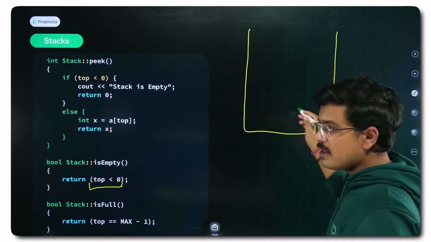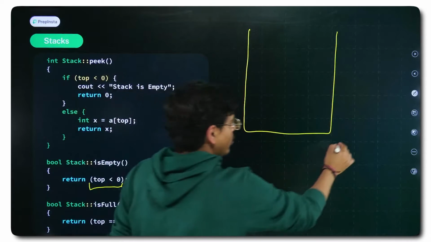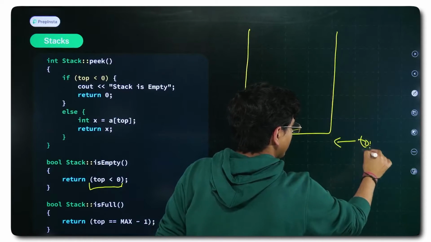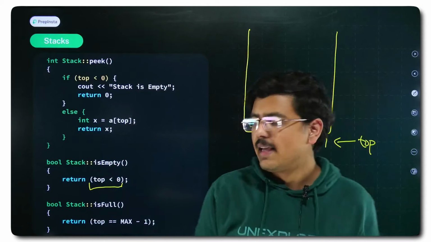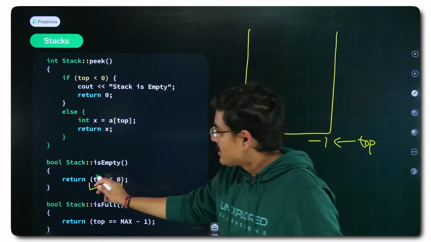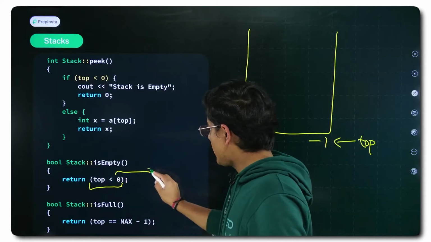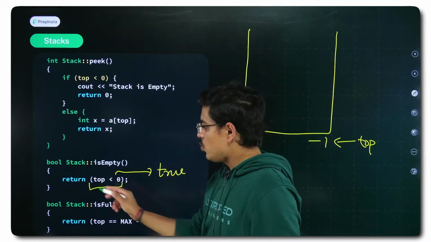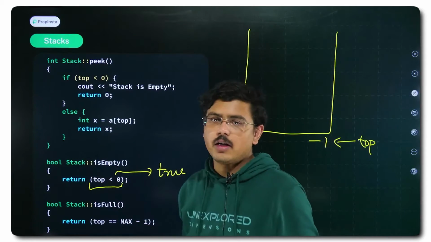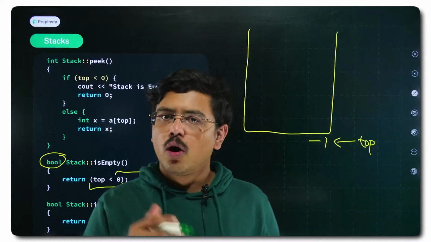What I am trying to say is this. Say, for example, this is an empty stack, right? In this empty stack, your top is pointing out here, at -1. In this case, top is less than 0, so this particular statement is true. If this is true, then true would be returned because the return type is boolean. The return should be either true or false.